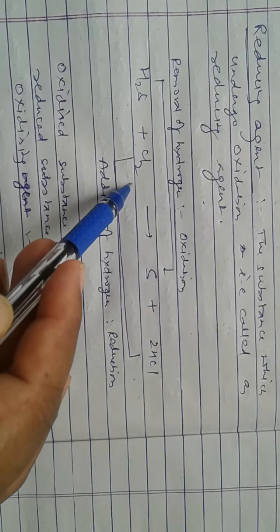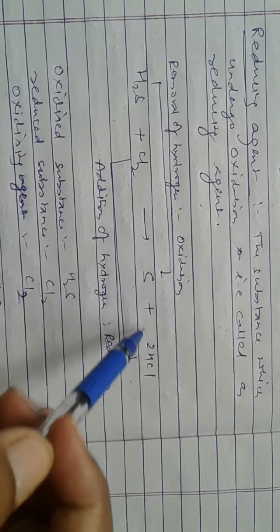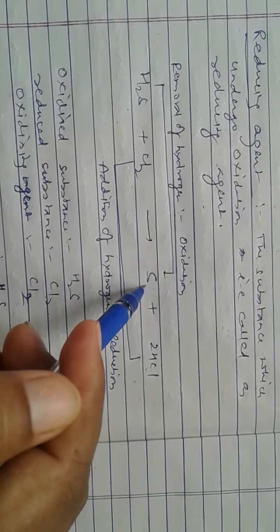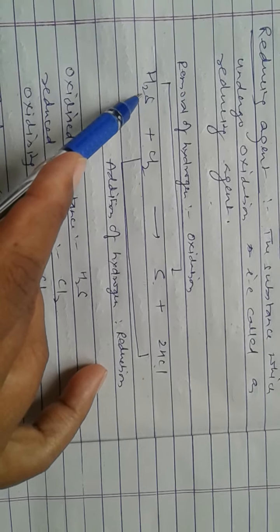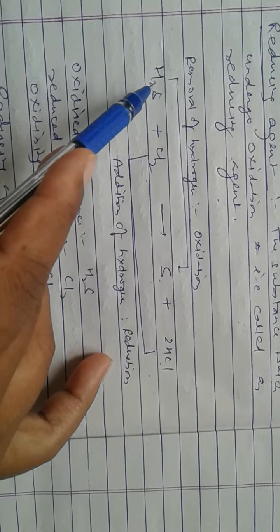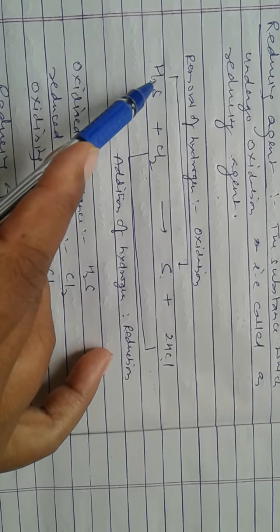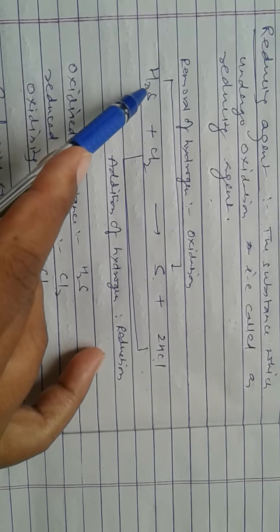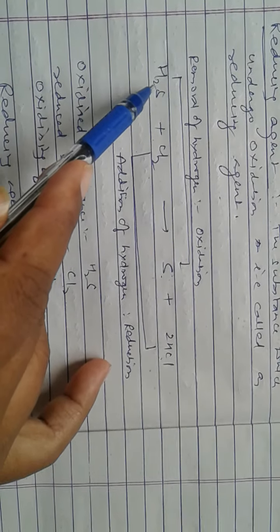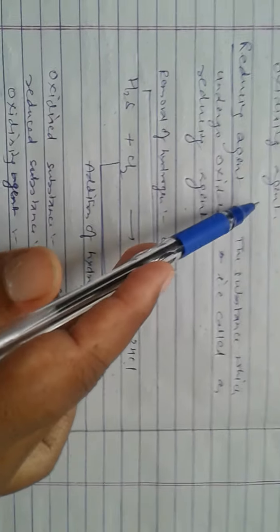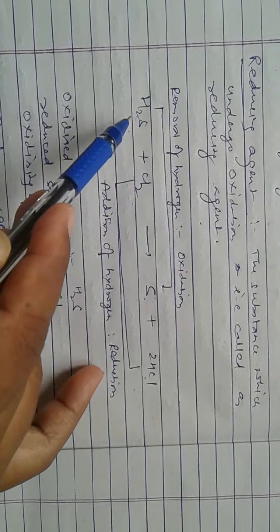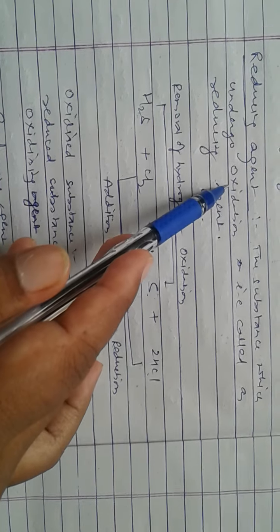Here H2S plus Cl2 is converted into sulfur and 2HCl. Here H2S is converted into sulfur. Here removal of hydrogen takes place. In the oxidation definition, I said earlier that the removal of hydrogen or addition of oxygen is called oxidation. So here hydrogen is removed from H2S, so it gets oxidized. And the substance that gets oxidized is called reducing agent. H2S gets oxidized, that's why it is called reducing agent.